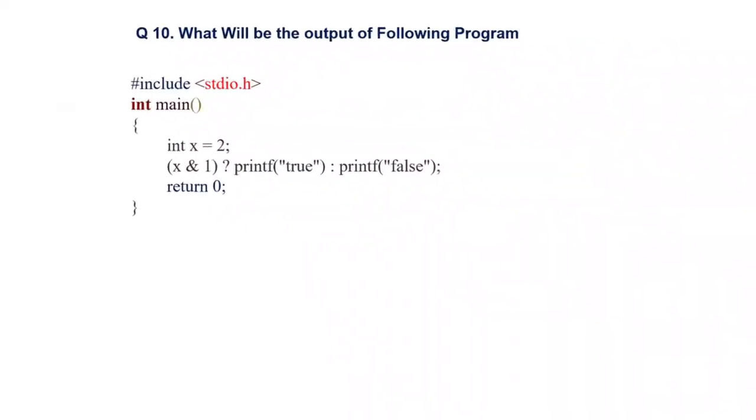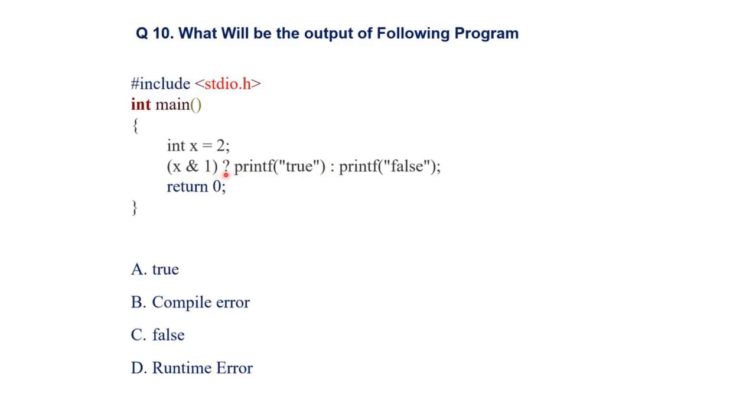This is our next question where you have to tell the output of this program, and these are the options from where you have to select one correct answer. Here in this program, integer variable x is declared and is initialized with the value 2. In the next statement this conditional operator is used. This question mark colon is the conditional operator and it is the only ternary operator in C language.